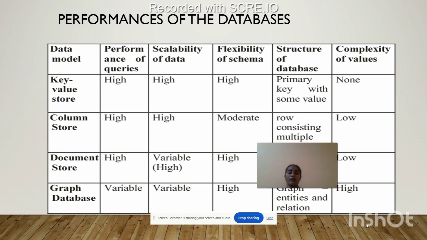Graph database, where the performance of the queries is variable, scalability of the data is also variable, and flexibility of the schema is high. Structure of the database is graph entities and relations. Complexity of the value is very high.